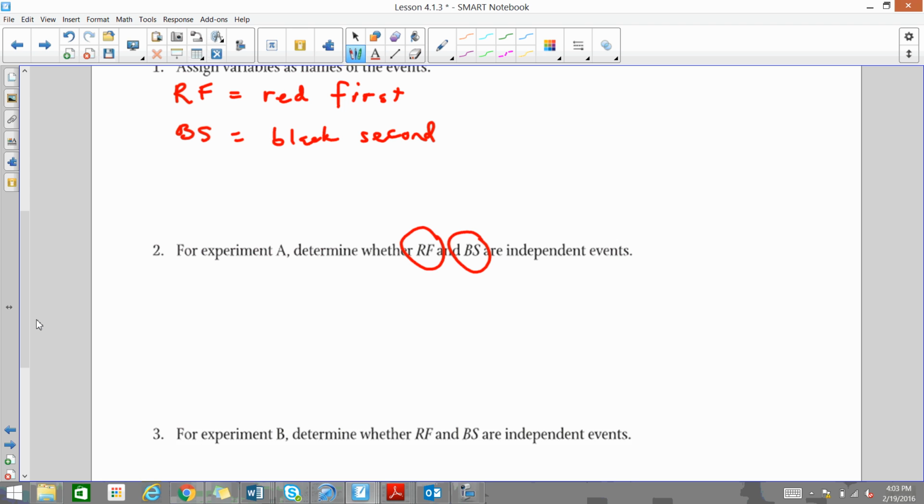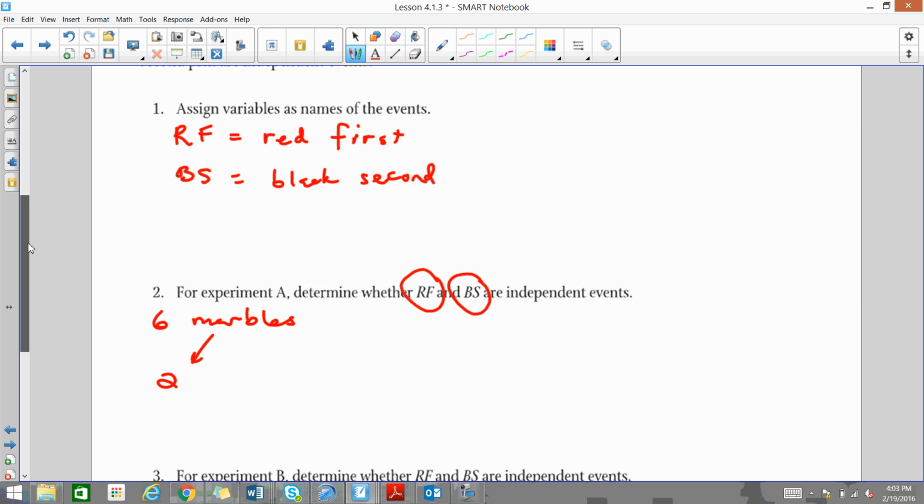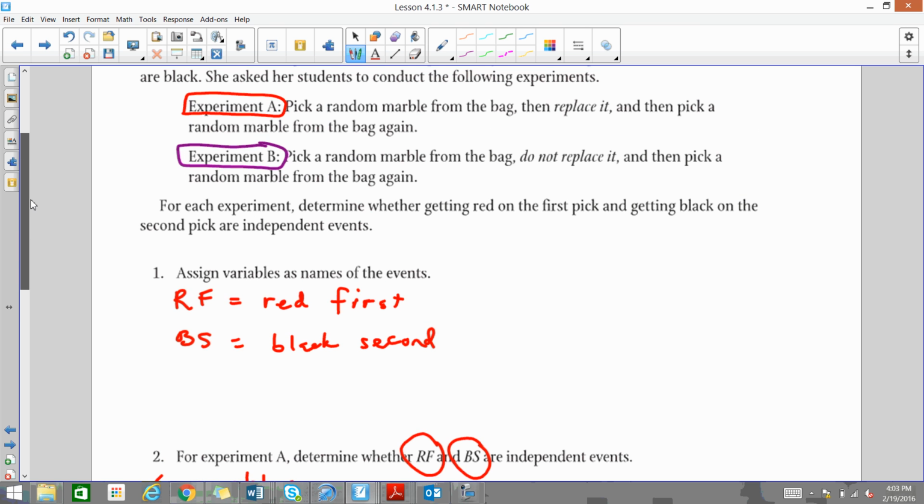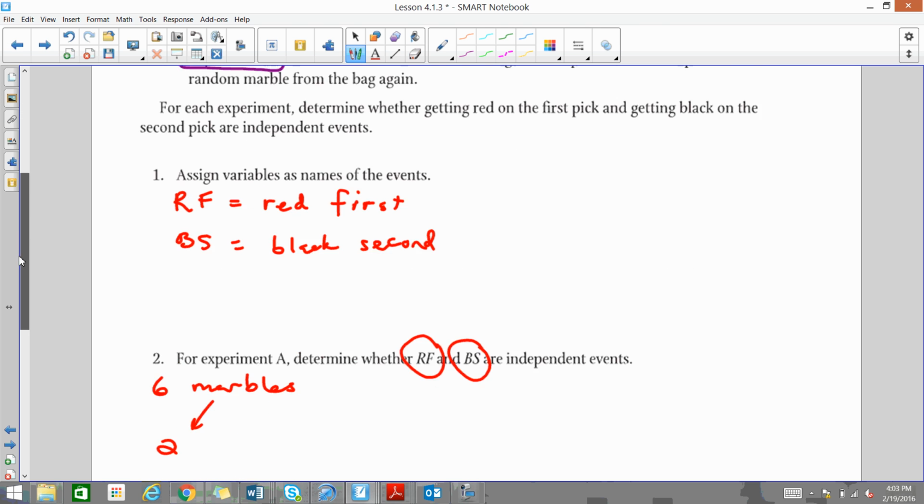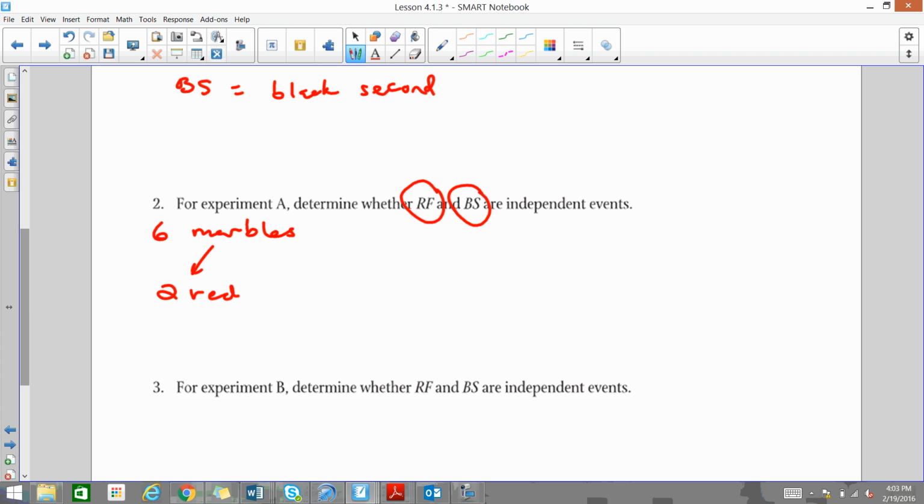So thinking about this, if you think about it, we have 6 total marbles. You have 2 red, and 4 black. Now, in the first one, in experiment A, if you pick a red first, your probability is 2 out of 6 to pick a red first.